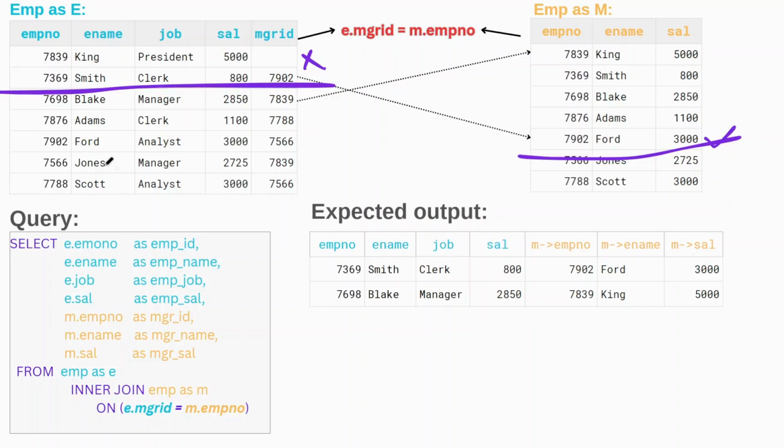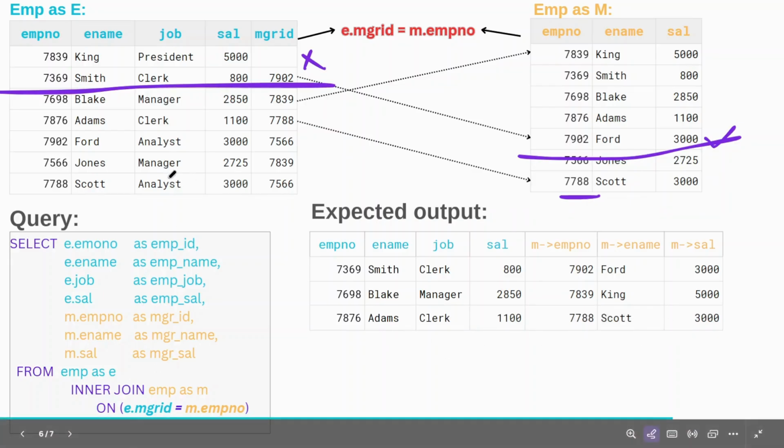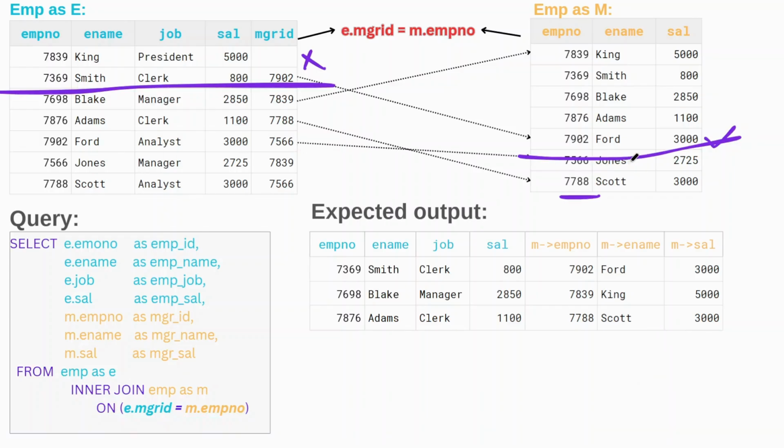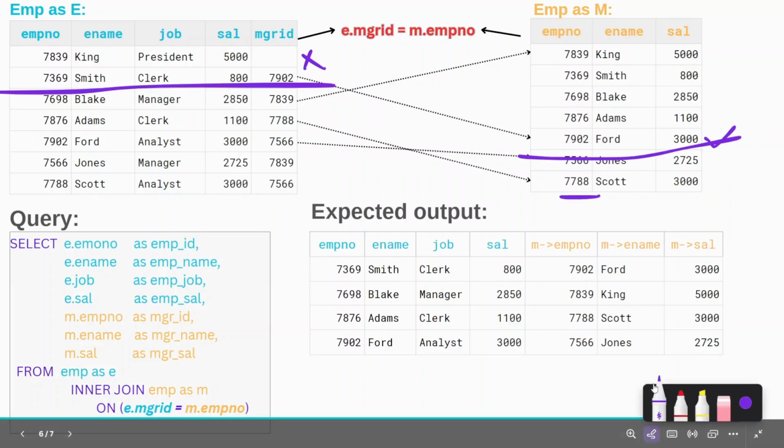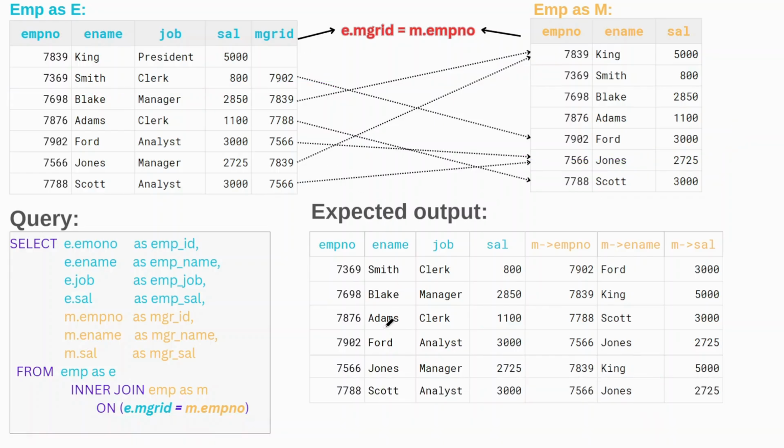Now the next record is Adams. Adams is working under 7788, which belongs to Scott. So for Adams, Scott is the manager, and in the result set they will come as Adams and Scott. And the next record belongs to Ford. 7566 belongs to manager Jones, so that record will come into the picture. And similarly for Jones and Scott, the data will be derived here.